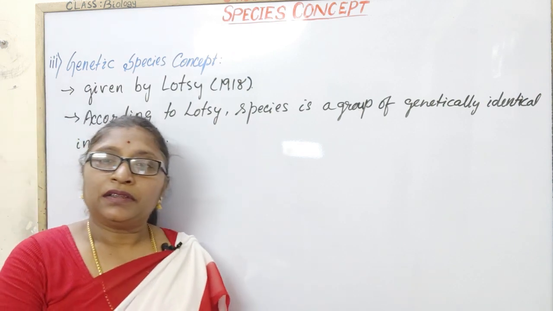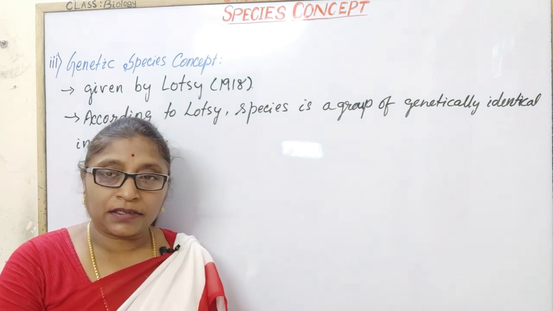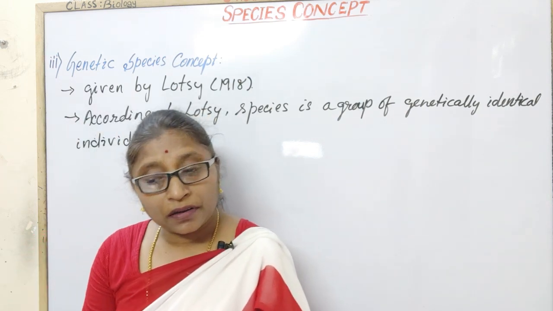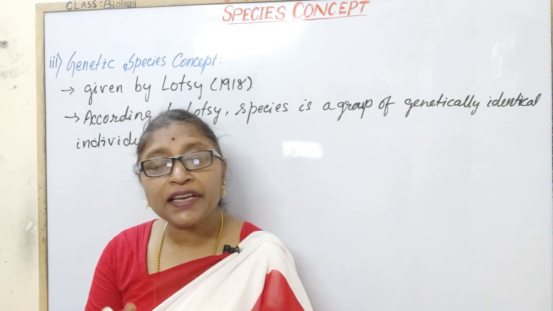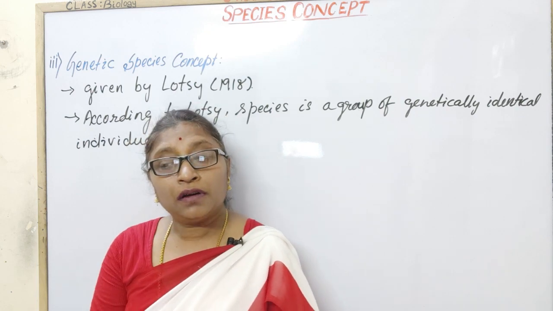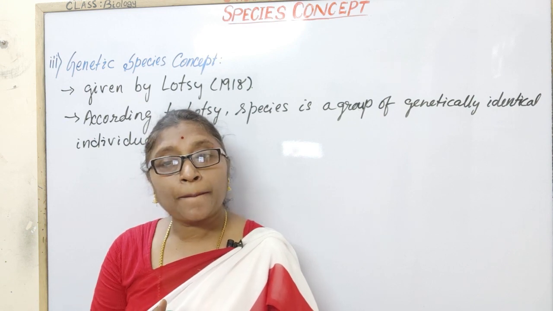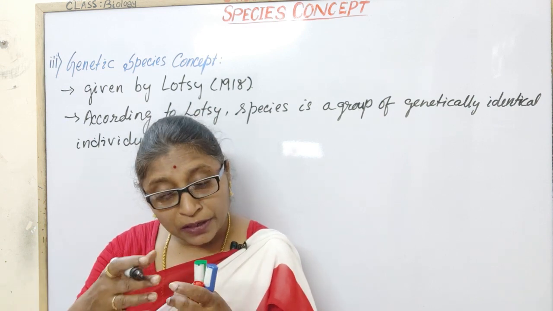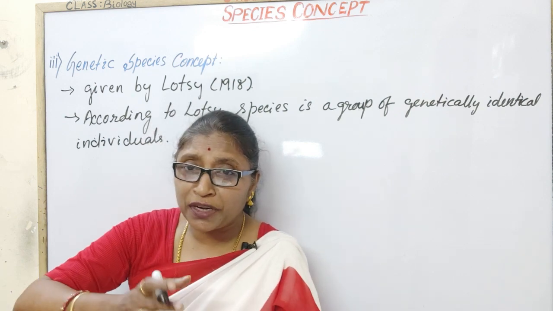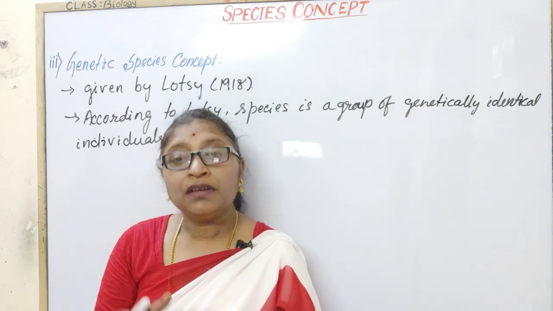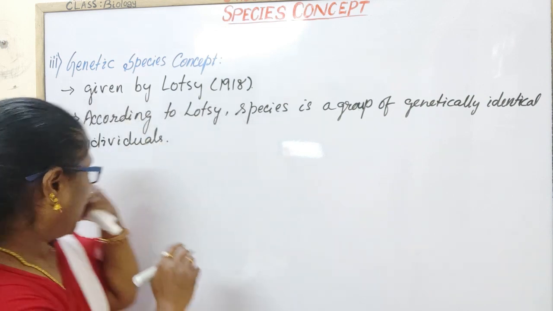However, the recent trend considers the species as a group of actually and potentially interbreeding natural populations that are closely resembling individuals that are reproductively isolated from other such groups. It means the combination of all these three concepts is considered for the species. Okay, recent trend.